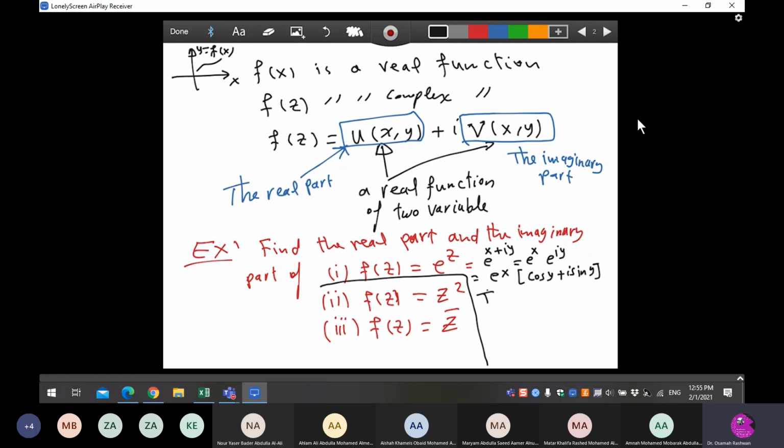So the real part, u equal to what? e to the x cosine y. The imaginary part, v equal to what? e to the x sine y. Catch it? Easy? Can you do z square for me, please?